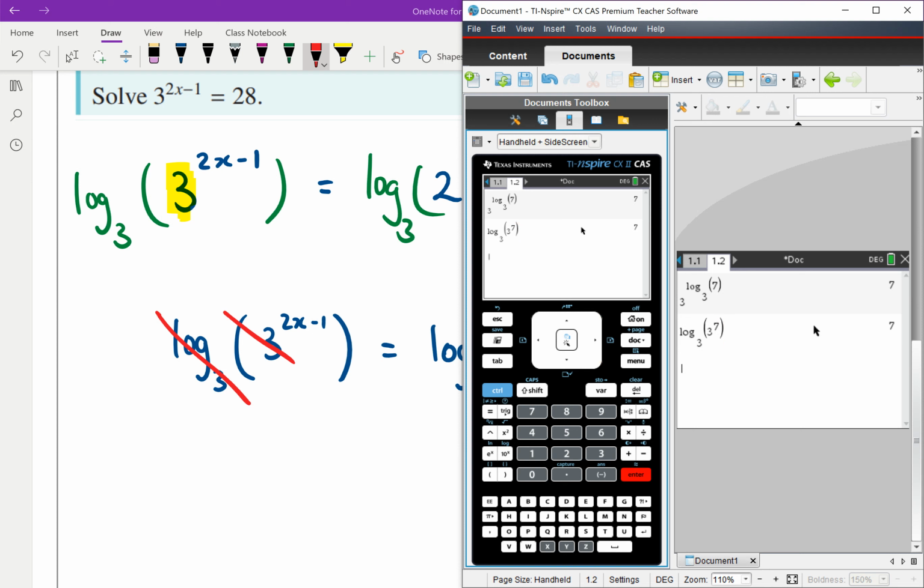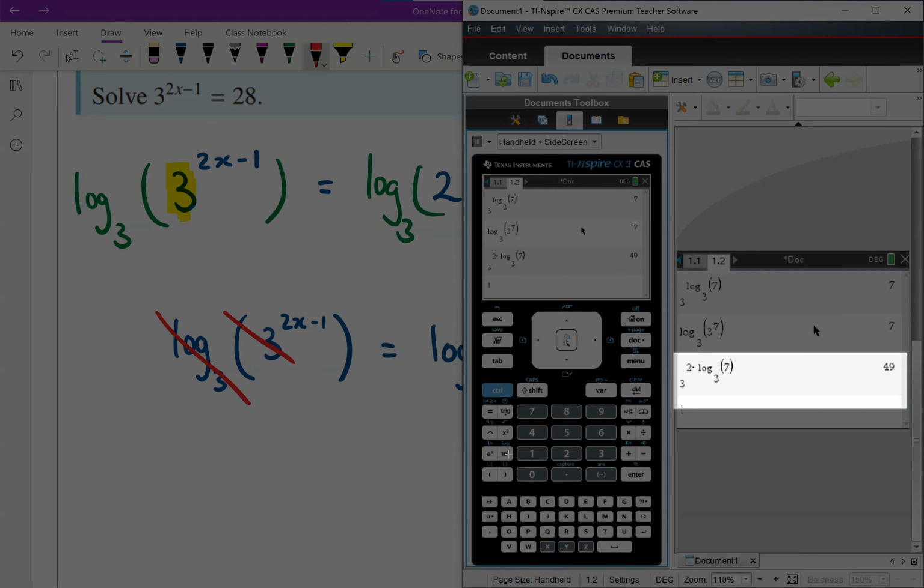But be careful, you cannot do something like this. You cannot do 3 to the power of 2 times log base 3 of 7. If you think it's going to cancel out, the logs don't just cancel out like that. Technically, the answer is 49, but it's not 7. So you can't just cancel them out and do 2 times 7 is 14. You see, it's 49.